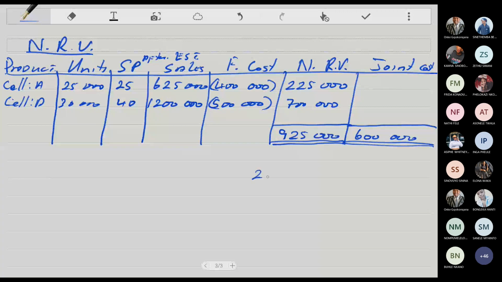Then you can do the allocation as we used to. So you'll say 225,000 divided by 925,000 times 600,000. That gives $145,946. Thank you.